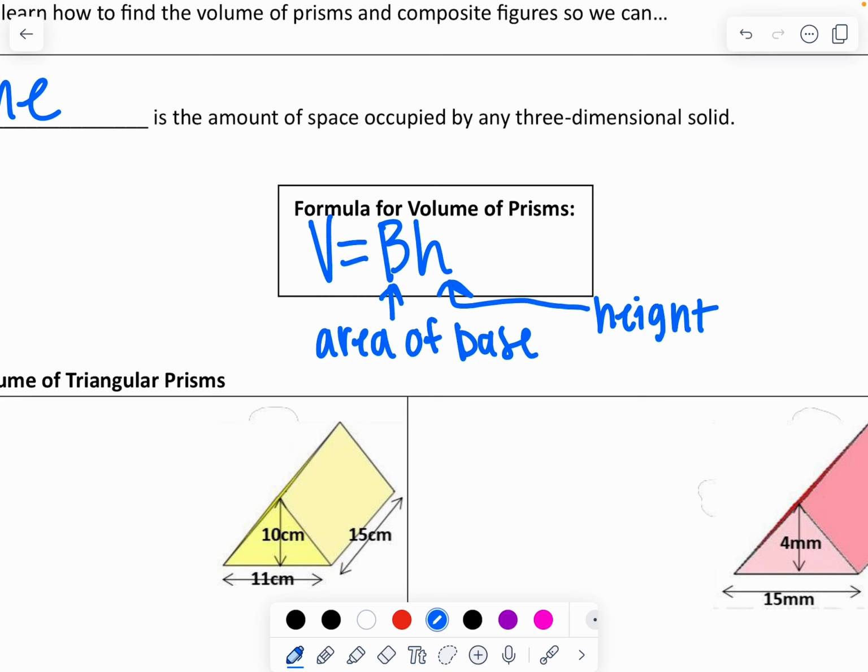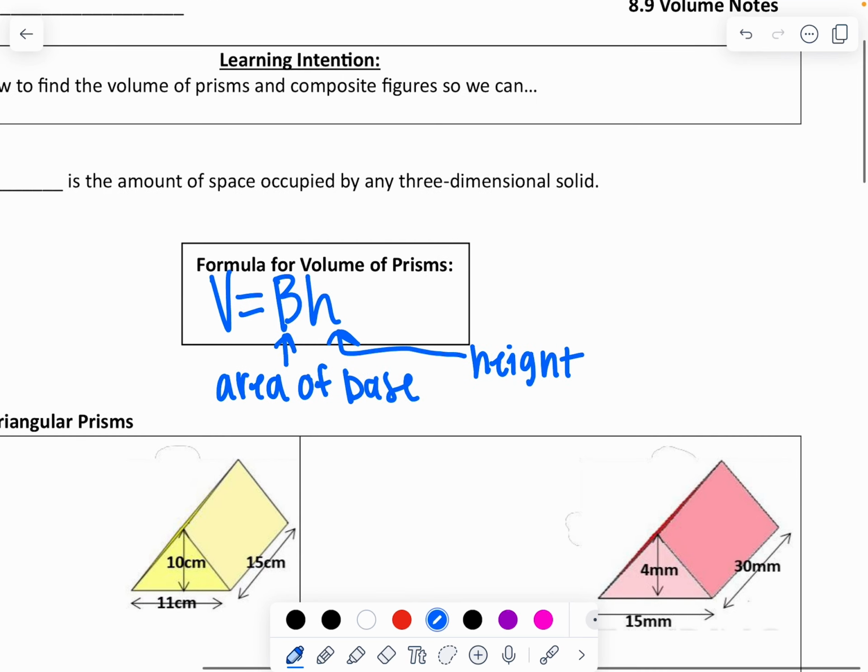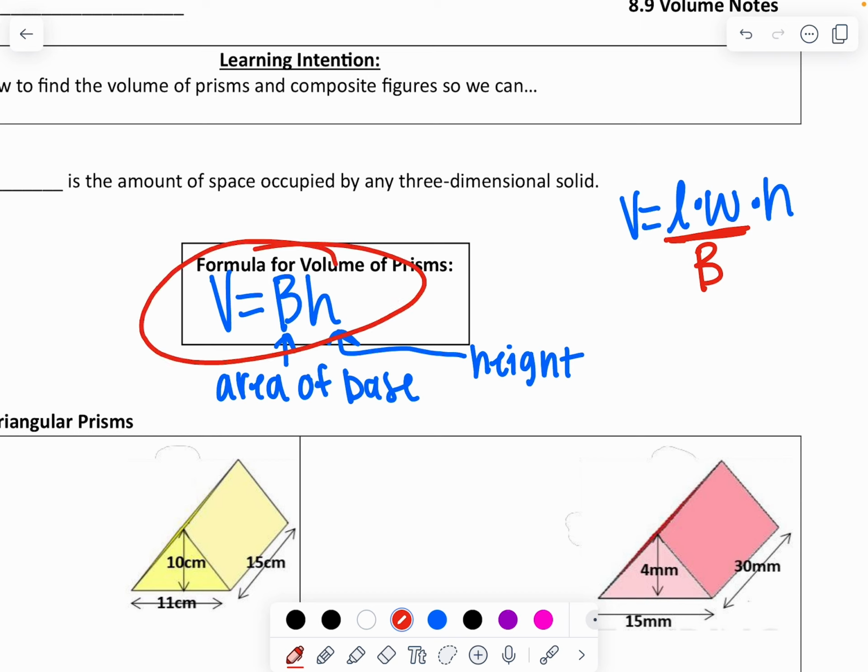So the old formula that we used last year was V equals length times width times height. That is still the formula for rectangular prisms, but if you think about it, length times width is the area of a rectangle, right? So that's why we change that length times width to capital B, because that's just the area of the base. And then you multiply it by the height. So you're finding the area of the base and then multiplying by the height. Okay, but we're using V equals big B times h.